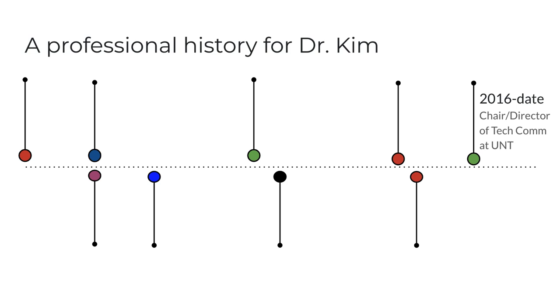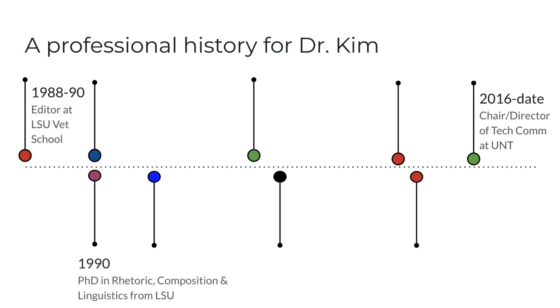Here's a brief professional history leading up to 2016. My passion for language eventually led me to graduate school to study linguistics and tech writing. While I was in school in the late 1980s, I worked as a technical editor. I earned my Ph.D. from LSU in 1990 after completing my dissertation research on applications of linguistics to professional writing. My first job as a professor was in the English department at Auburn University.